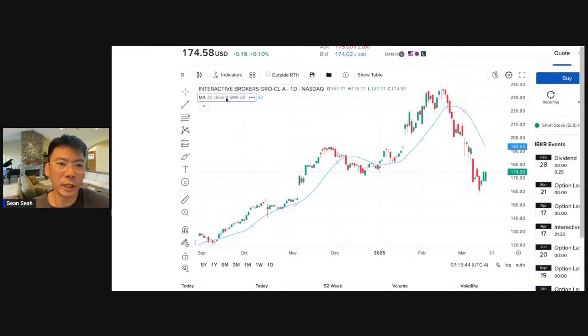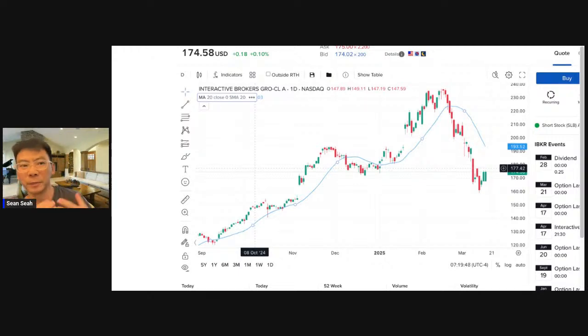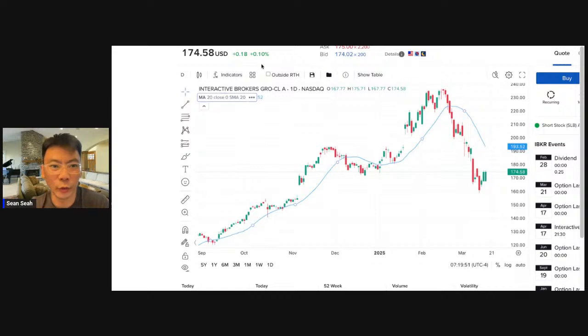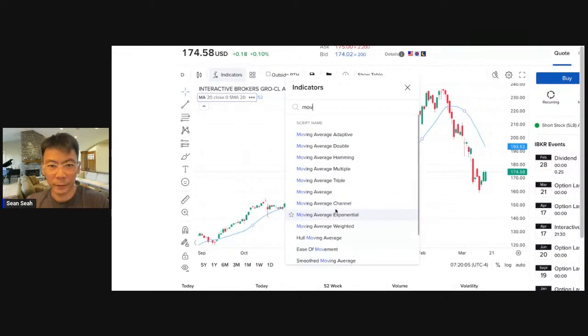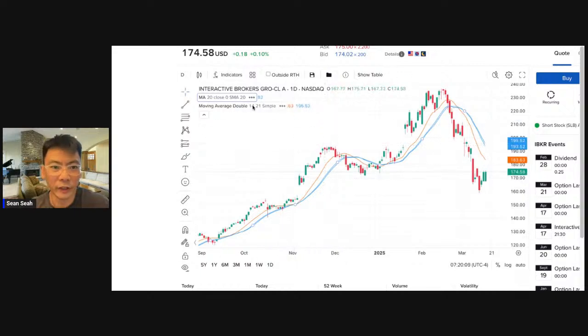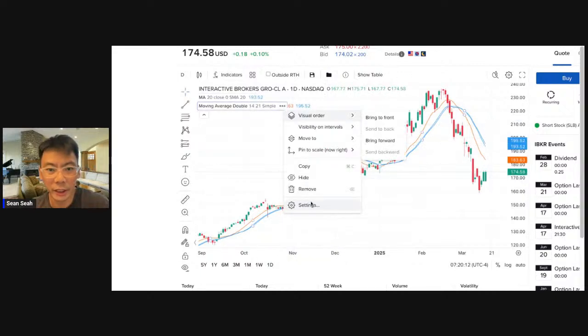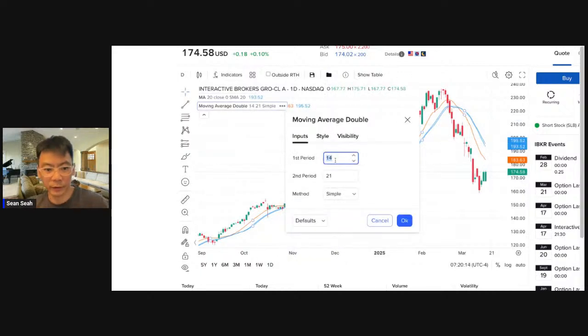Now, again, moving average is beautiful because we can add various moving averages and it tells us multiple time frames. What do I mean by that? So this is the 20 days moving average, and as I mentioned, the popular ones are 20, 50, and 200. Again, dependent on the particular asset we are using. So let me add a few more indicators. Moving average. You can add multiple moving averages, or you can just add a moving average double. Moving average double means you can change the first period; you can put 50 and then 200.